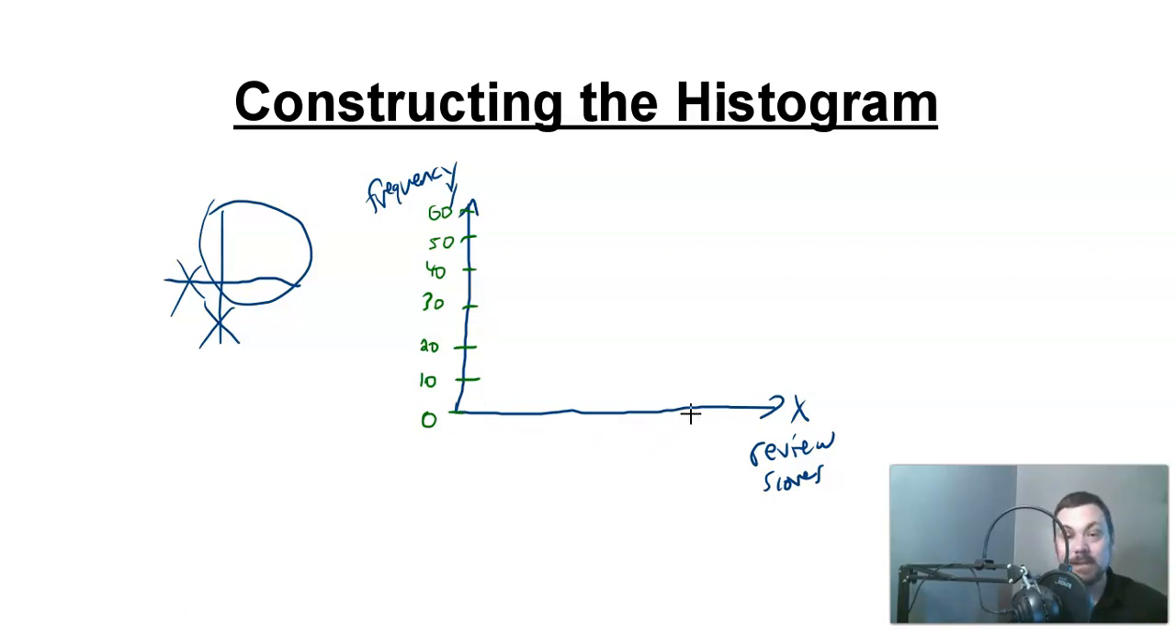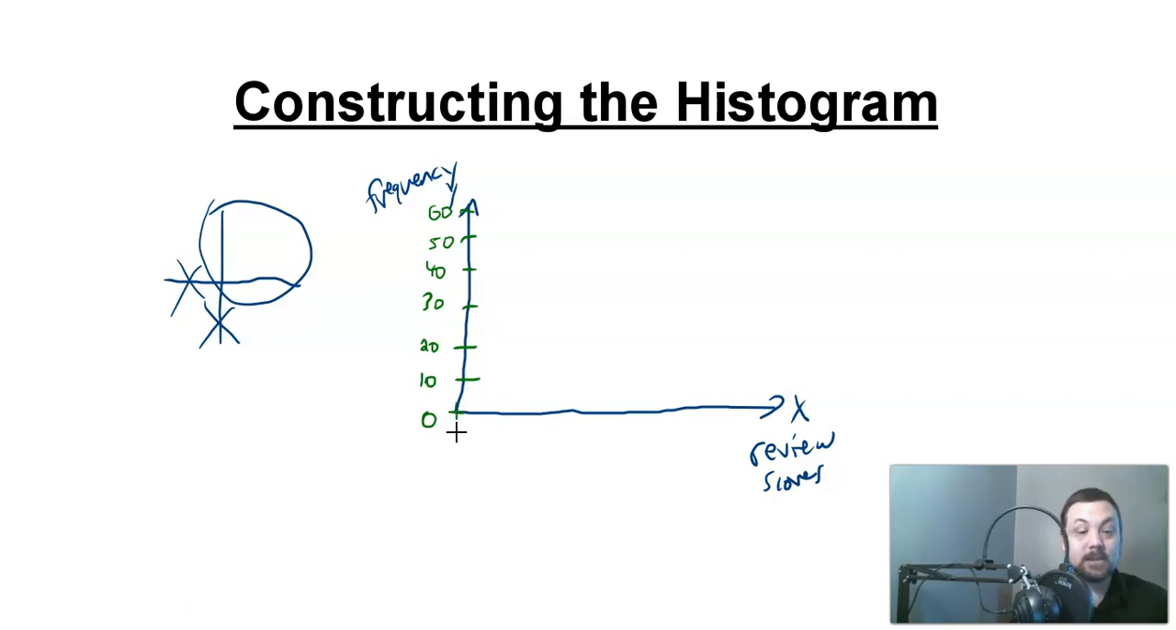Our lowest review was a 70. It didn't start till up here. So maybe you'd want to keep that gap there to emphasize that point that the reviews are on the upper end. But we don't have that particular agenda. So we're just going to jump right to where the data starts on the x-axis. So you don't have to start at 0 here.